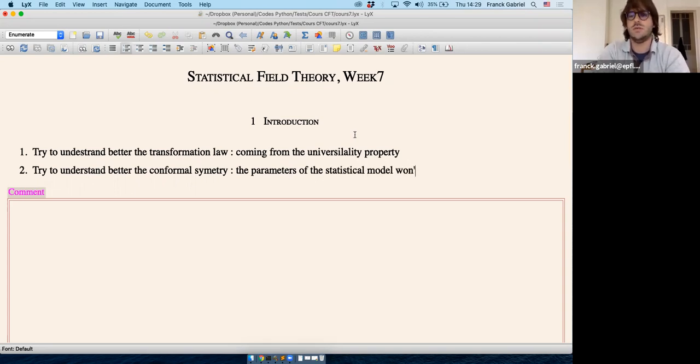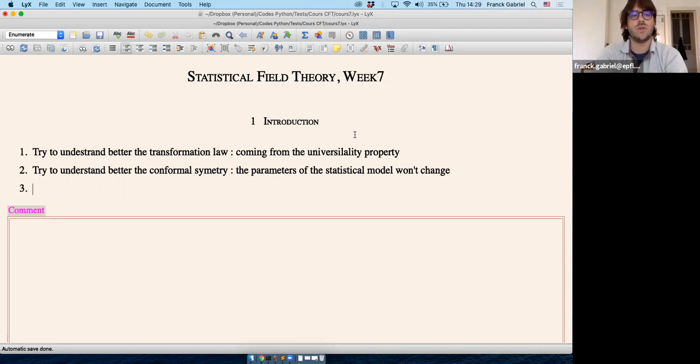won't change when I look at the system through a conformal map, and then we will try to link the stress tensor to the geometry, and thus to the transformation law of fields.